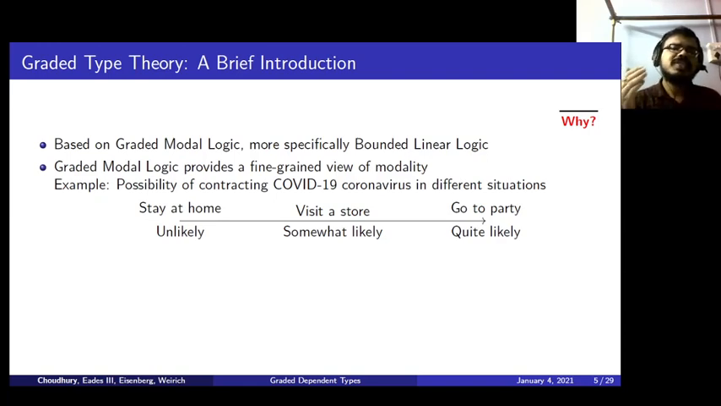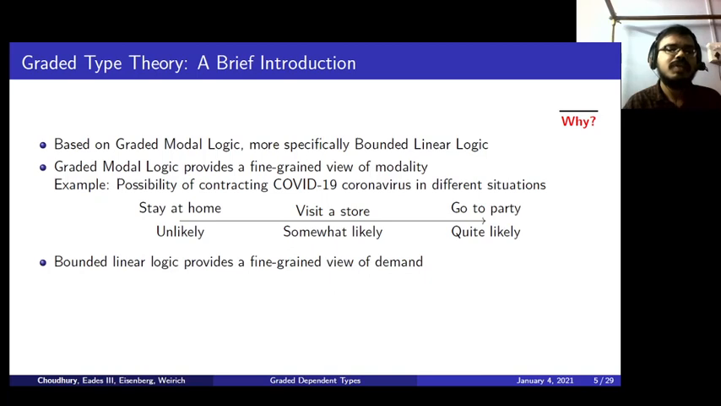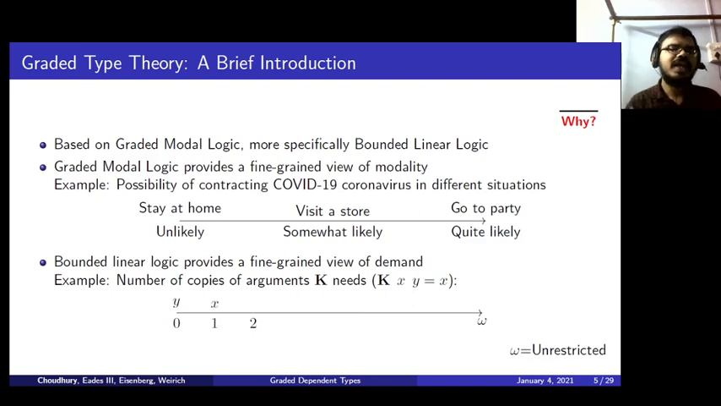Now, when we specialize the modality to demand, graded modal logic becomes bounded linear logic. Bounded linear logic gives a fine-grained view of demand. For example, the function k needs 1 copy of x and 0 copy of y. So we can think of a spectrum of demand where demand is the number of copies of arguments a term needs, with 0 appearing at the bottom and omega appearing at the top. Omega is unrestricted demand.